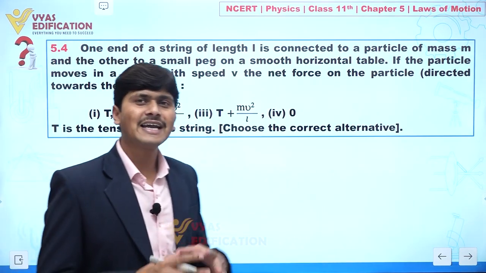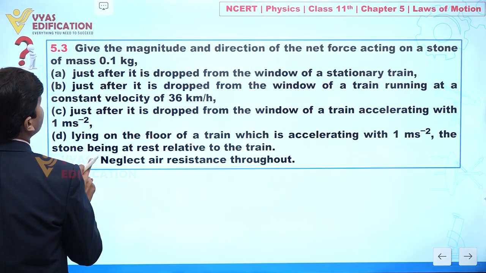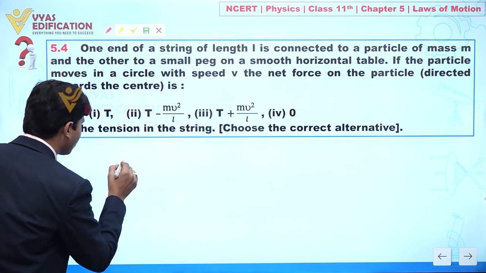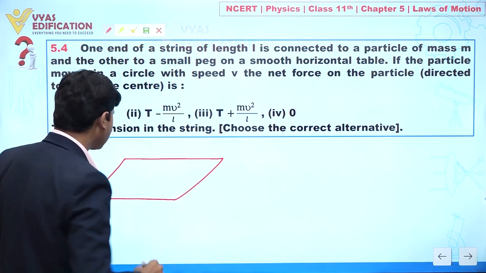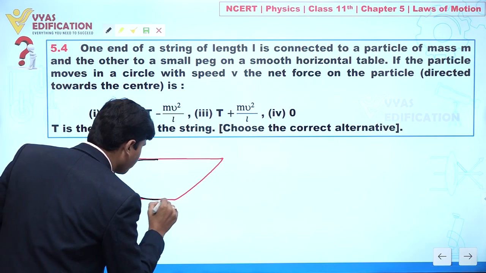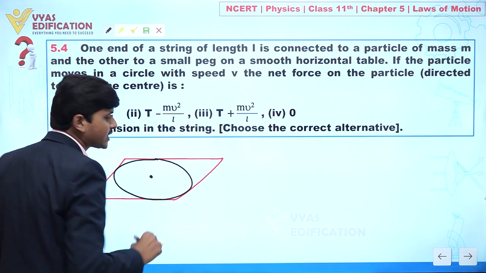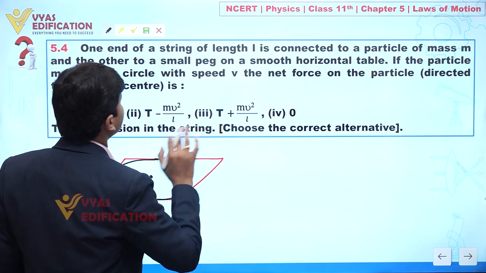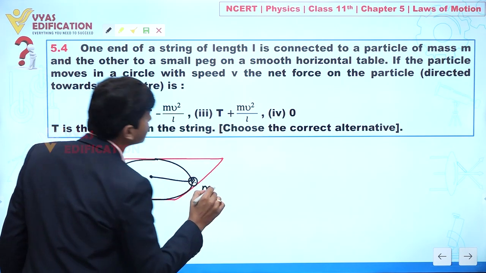So first let us try to analyze this given situation. Let's suppose we have a horizontal table. Let's suppose this is a horizontal table. Clear? Let's suppose this is a circle in which this particle is actually rotating. We can say, let's suppose here we have a center, and let's suppose I place one peg here, and we can say one end of the string is connected to a mass m. Clear? This is given to you.